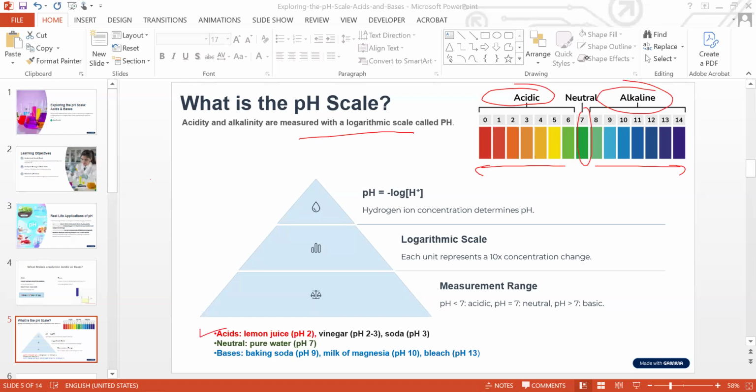Just like lemon juice, its pH is less than 7. For water, its pH is 7, which is neutral. And the pH of baking soda is above 7, so it is basic in nature. The logarithmic scale is used because pH is basically the negative log of the H plus ion concentration, or the concentration of the hydronium ion. Because it is a big number, to convert it into a smaller number, we use a logarithmic scale.